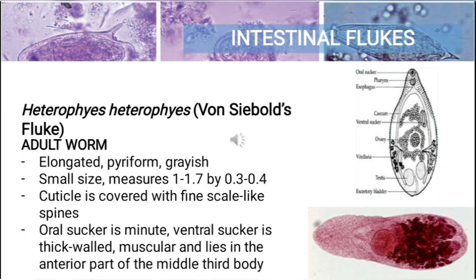The genital sucker of our Heterophyes is situated on the left posterior border of the ventral sucker, and there are two ovoid testes side by side in the posterior fifth of the body. It also has a subglobose ovary which is anterior to the testes, and a vitellaria with large polygonal follicles in the lateral posterior third of the body. Heterophyes is also known as von Siebold's fluke.